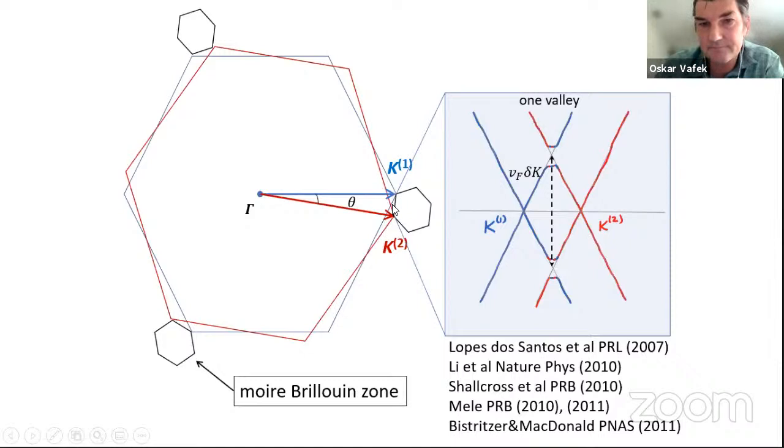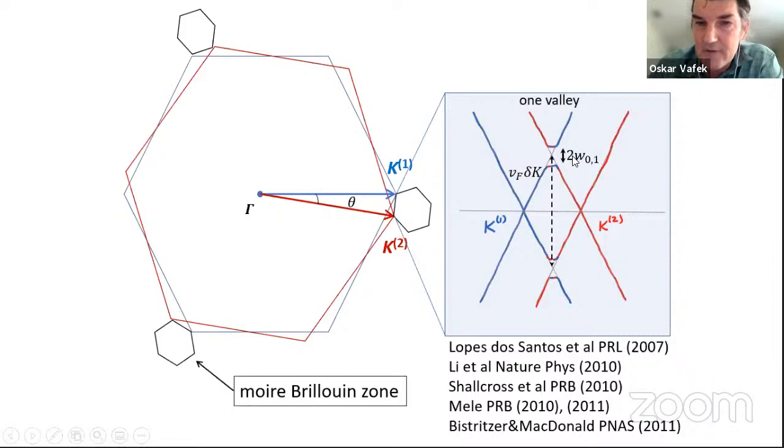But now if we turn on the interlayer tunneling, and as we'll see, there are two different kinds of interlayer tunneling that we need to consider. W0 corresponds to the interlayer tunneling through the AA region and W1 through the AB region. Then there will be a level repulsion. These two levels will no longer cross. And that's set by this scale.